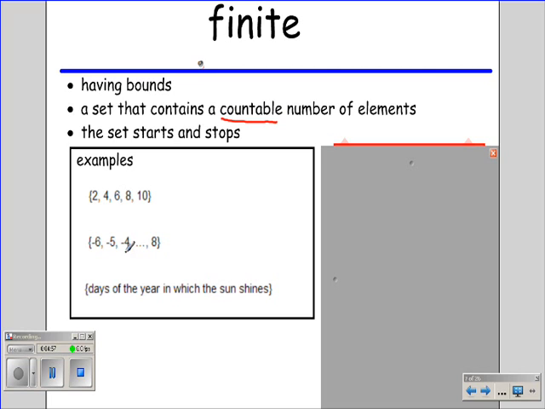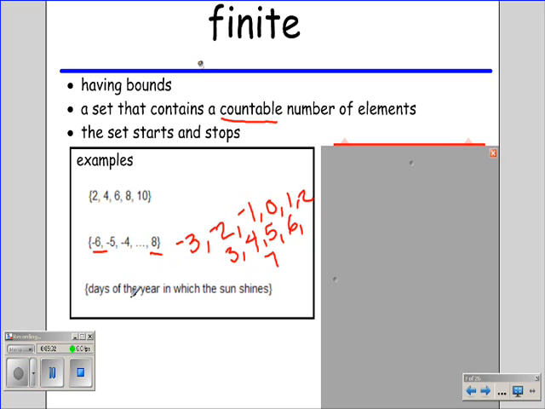Another example, -6, -5, -4, dot, dot, dot, 8. If I wanted to write out this whole set, I might also include -3, -2, -1, 0, 1, 2, 3, 4, 5, 6, and 7. You can see the dot dot dot. If you notice the pattern, the dot dot dot just fills in very nicely with that pattern. Is it countable? Yes, I could count how many elements there are. Does it have a starting spot and an ending spot? Most definitely.